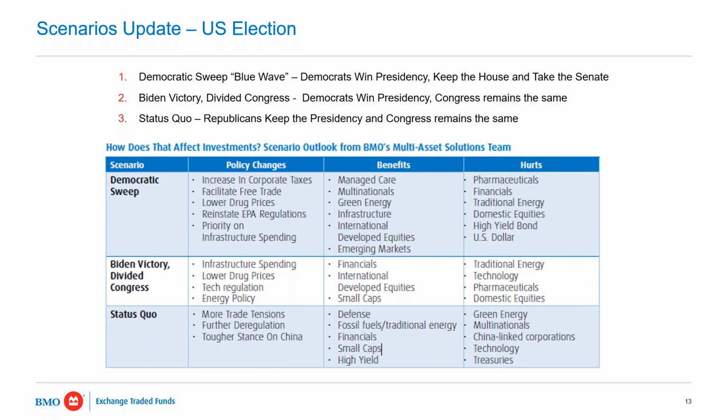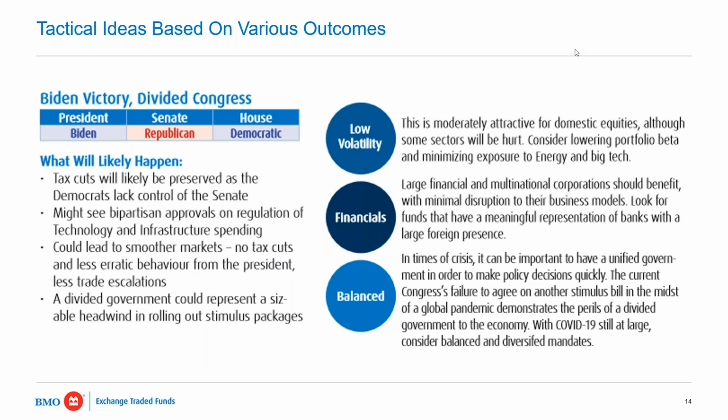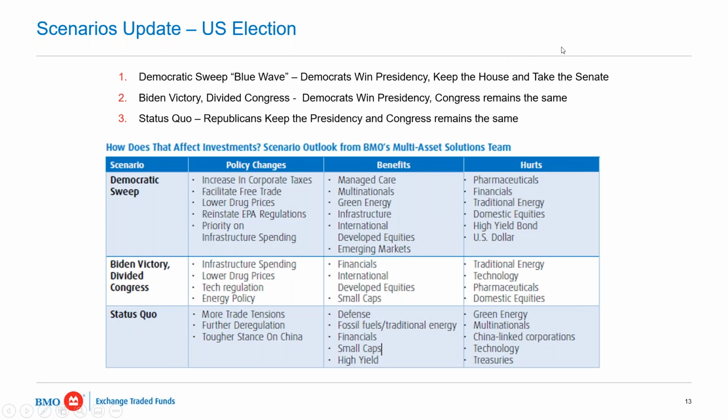But what's looking like the most likely scenario, at least right now, and it's too close to call, is scenario 2, which is a Biden victory and then a divided Congress. So that means the Democrats keep the House and then Republicans keep the Senate as well. Scenario 3 is the status quo, which is Trump winning, keeping the White House, and then Congress remains the same. As I mentioned, I think scenario 2 right now looks like the most likely scenario. Right now, it's still pretty close to call.